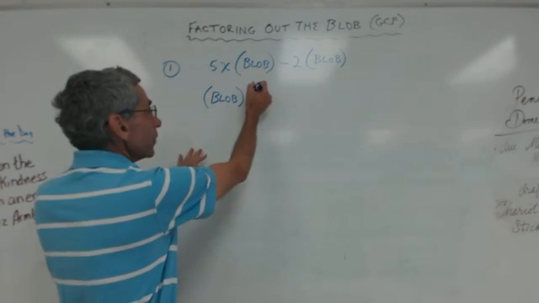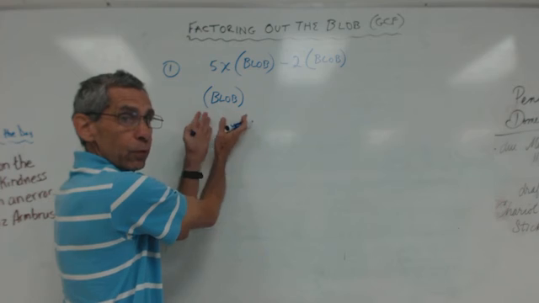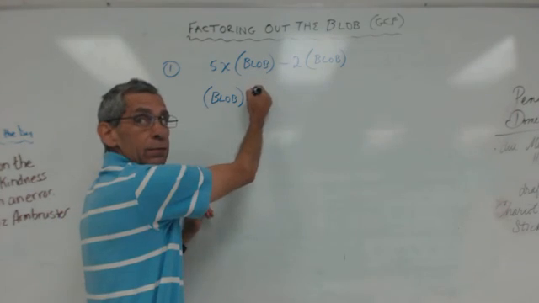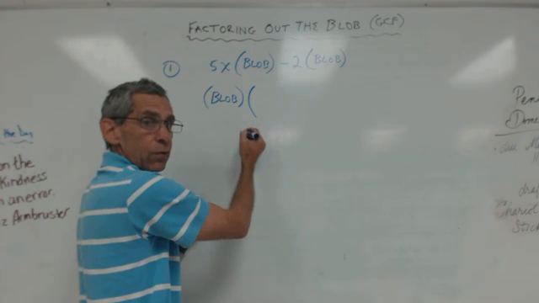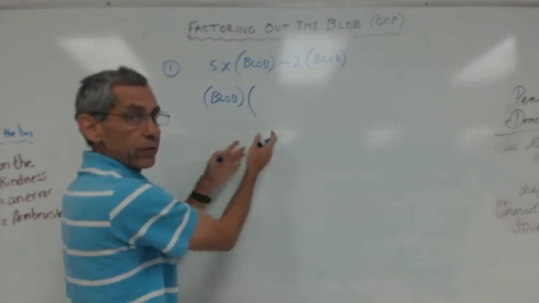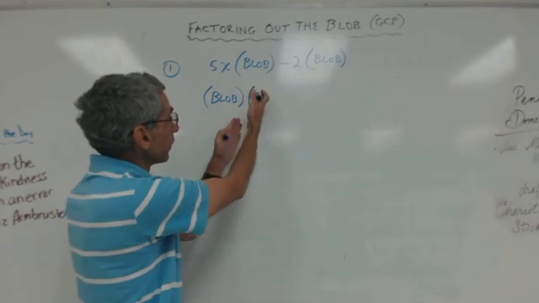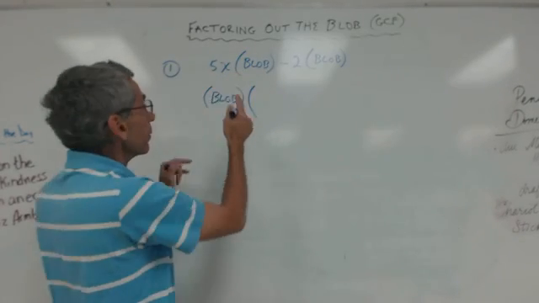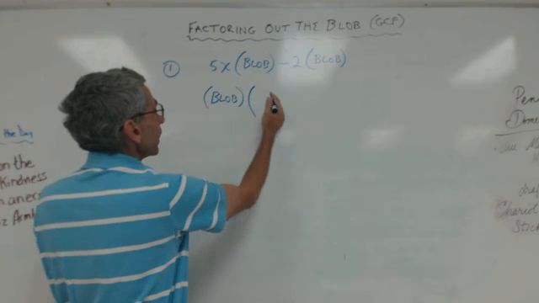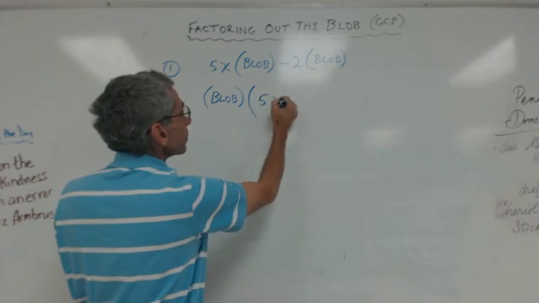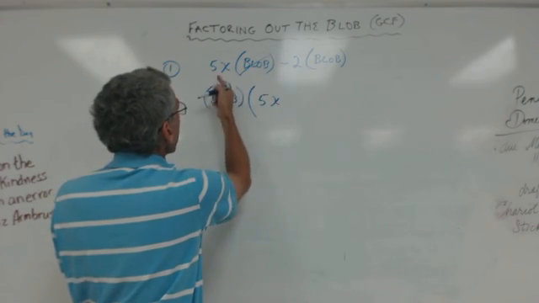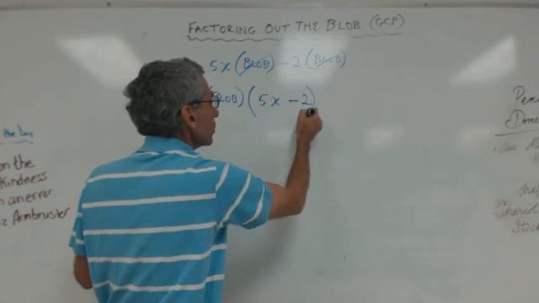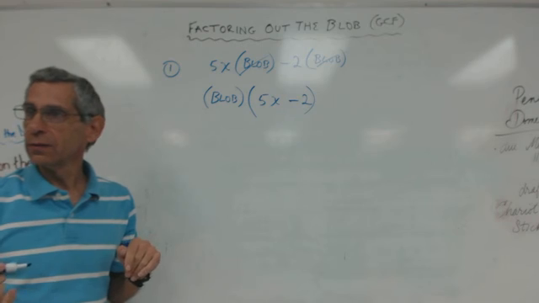So now I'm going to, just like before, put what you're factoring out here, and then you put your parentheses, right? Just like you did before when you factor out a 2. You put your 2 and then a parenthesis. All right, now what's left over when I take the blob out? 5x minus 2. So this crosses out, leaving 5x, and then this crosses out, leaving minus 2. Pretty easy, right?